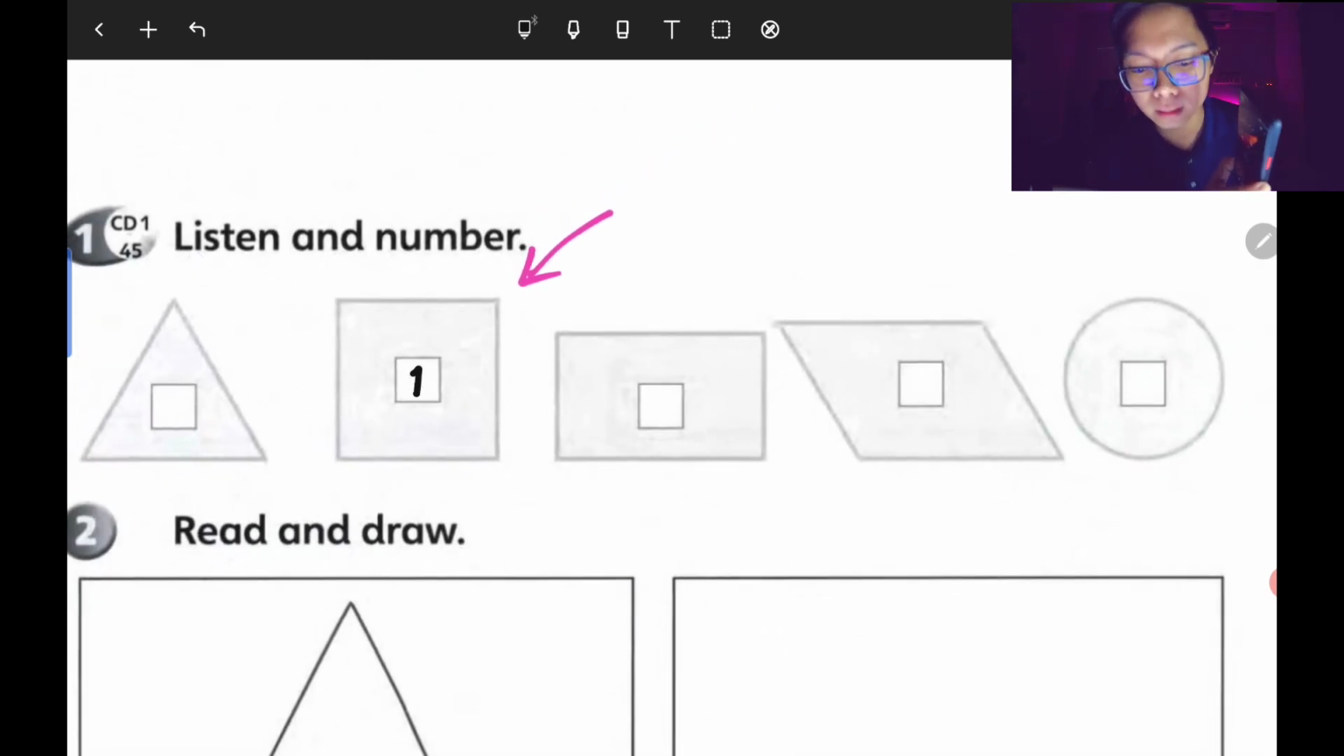So I will continue play this audio. So you have to listen and put the number in the shapes.